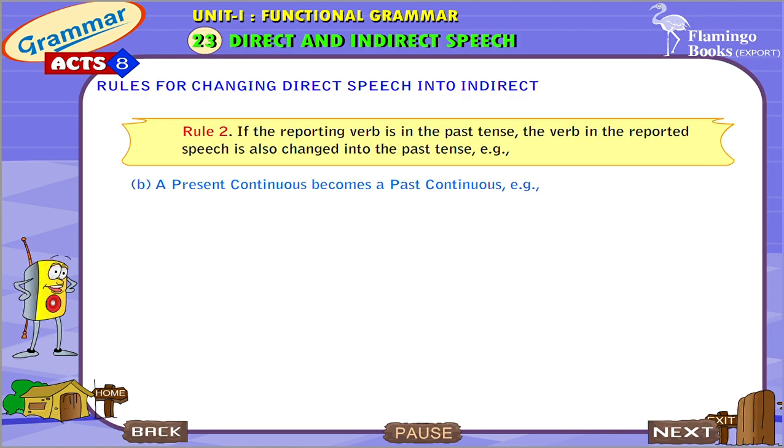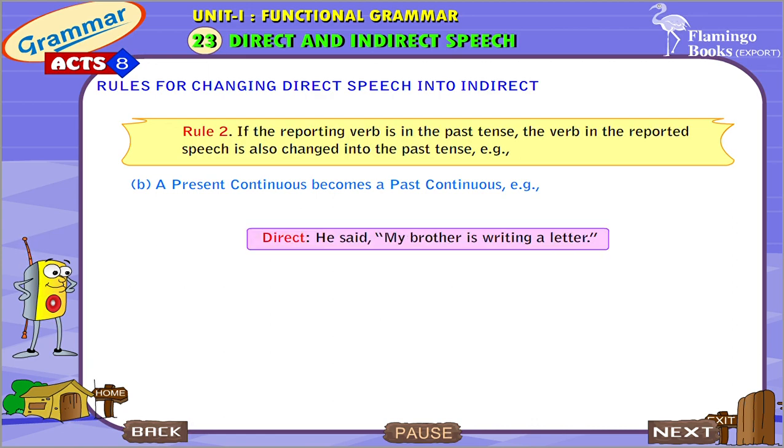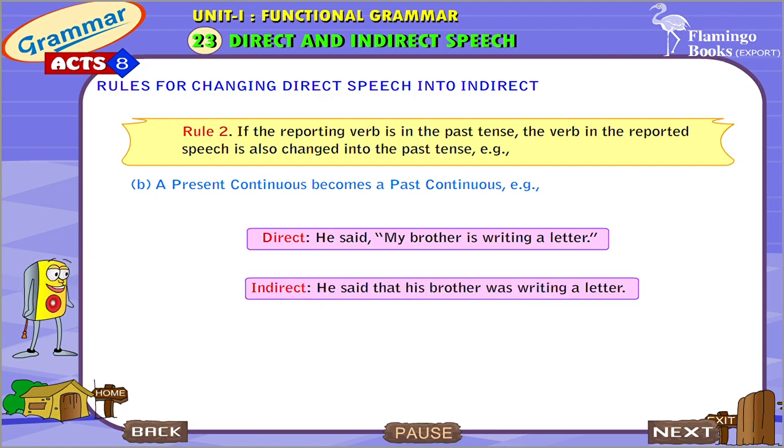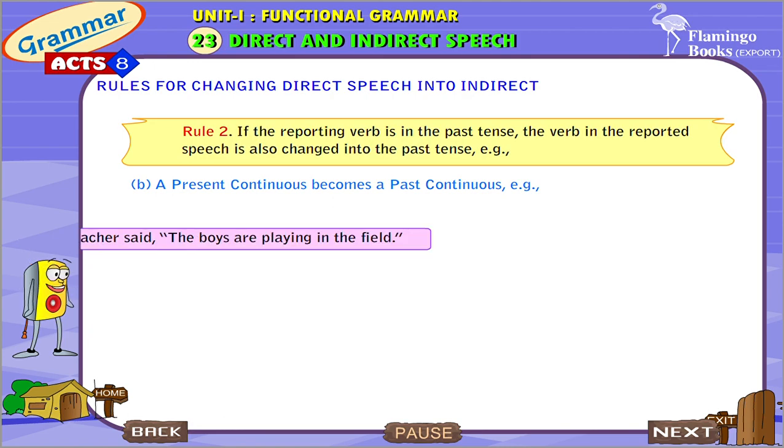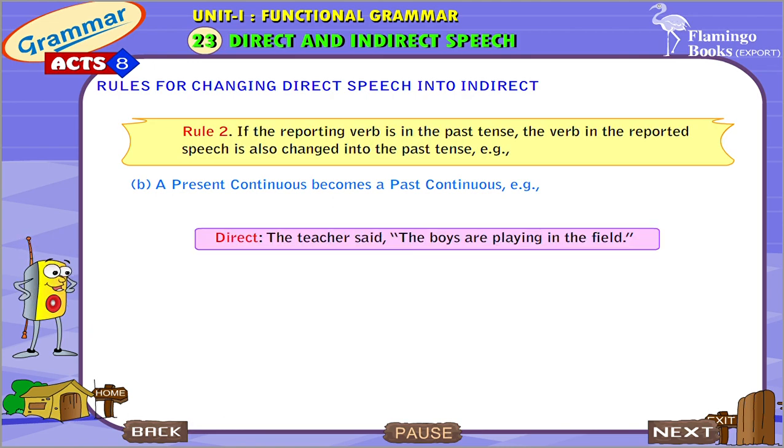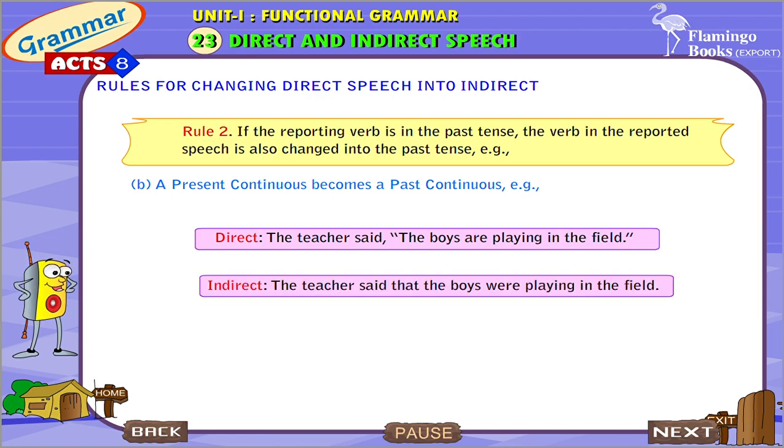Present continuous becomes past continuous. Example: direct: He said, "My brother is writing a letter." Indirect: He said that his brother was writing a letter. Direct: The teacher said, "The boys are playing in the field." Indirect: The teacher said that the boys were playing in the field.